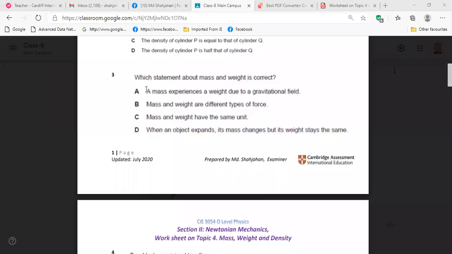A should be correct. Yes. This is called the method of elimination. You are eliminating one after another, then you are getting the one that is left. That is your answer, right? Yes.